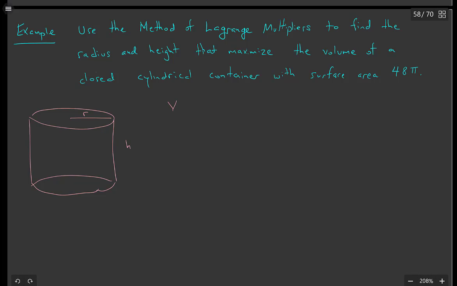So the volume of this thing we can write down as a function of r and h, and it's just equal to the area of the base, pi r squared, times the height. The area is also a function of the radius and the height, and it's equal to the sum of the areas of the bottom and the top, plus the area of the lateral face. So the bottom has area pi r squared, and we've also got the top with the same area. So we'll have 2 pi r squared from the top and bottom.